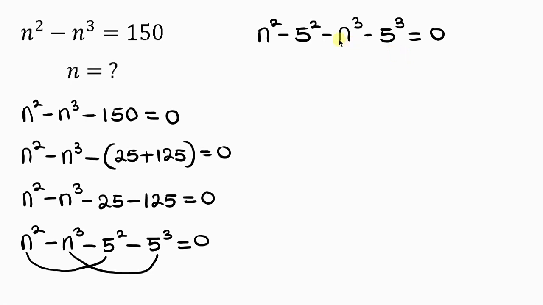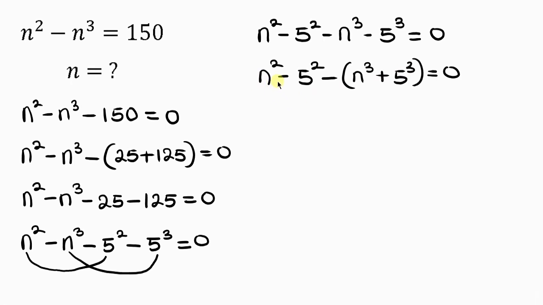Now our next step will be for us to factor out this negative. Here I have n squared minus 5 squared. Now factor out the negative, so negative out. I'll be left with n cubed plus 5 cubed. And this is equal to 0. Very good. Now notice that the first two terms is in the form of difference of two squares, and the second two terms is in the form of sum of two cubes. So let's write down their properties.